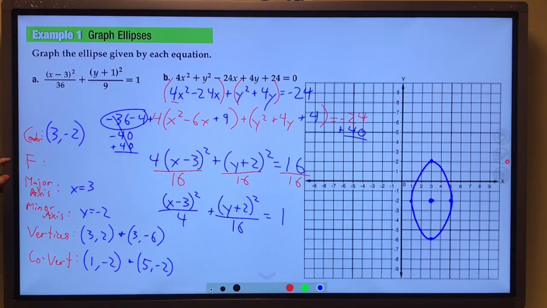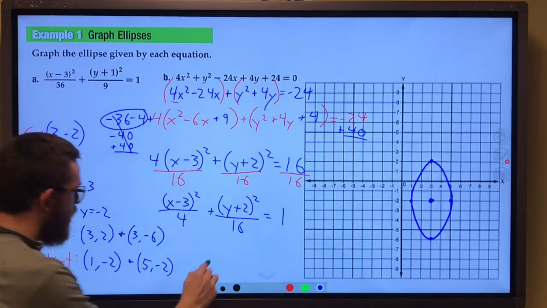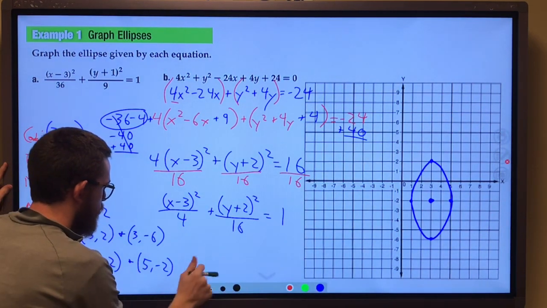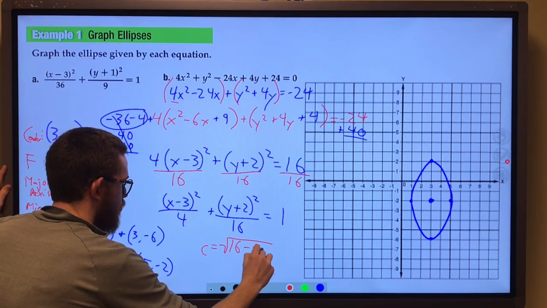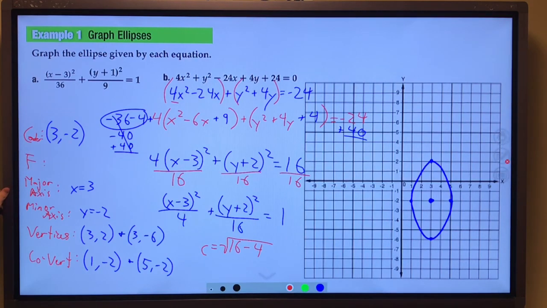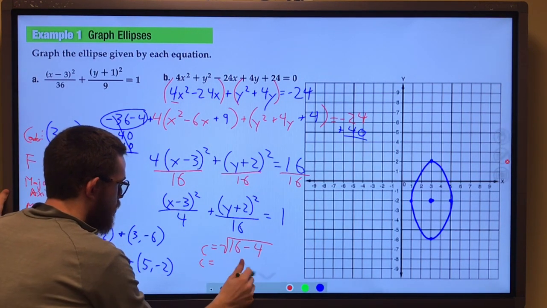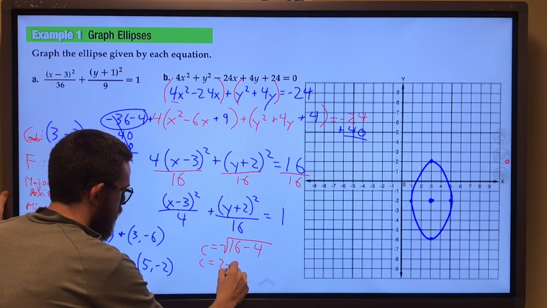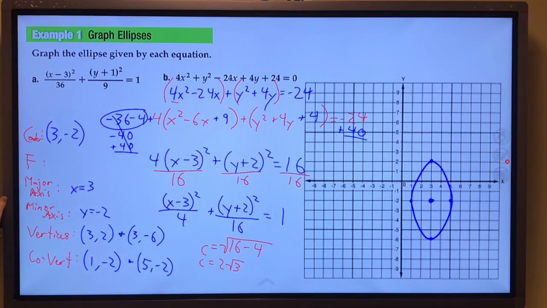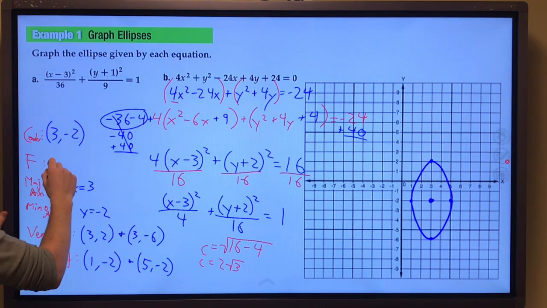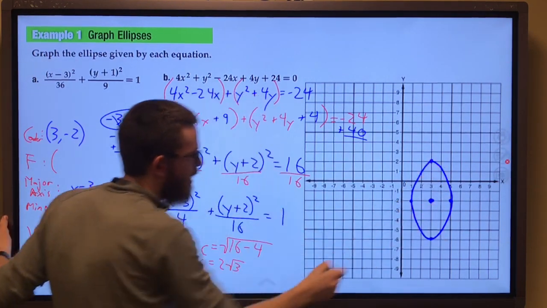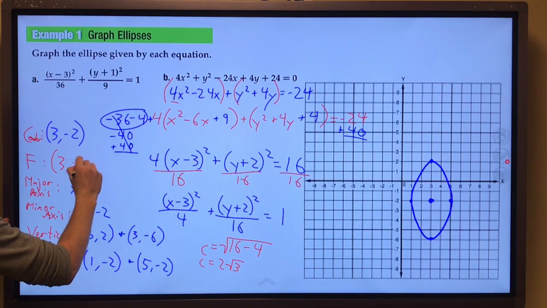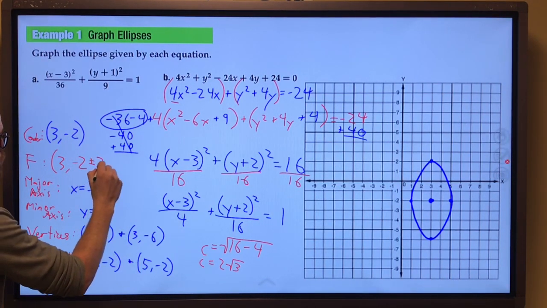The foci, of course, to get the foci, we need our c value, and c is equal to, this in red, the square root of a squared minus b squared. So c is equal to 2√3. Simplify that, think about it. Yep, that's correct. So that means our foci, notice our foci would have to be along our major axis. The x value stays the same, but it's going to be negative 2 plus or minus that 2√3.